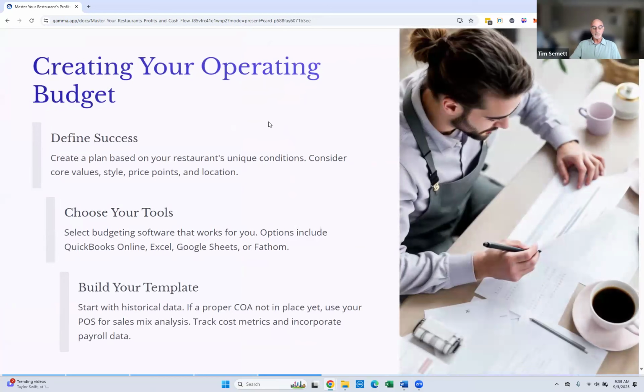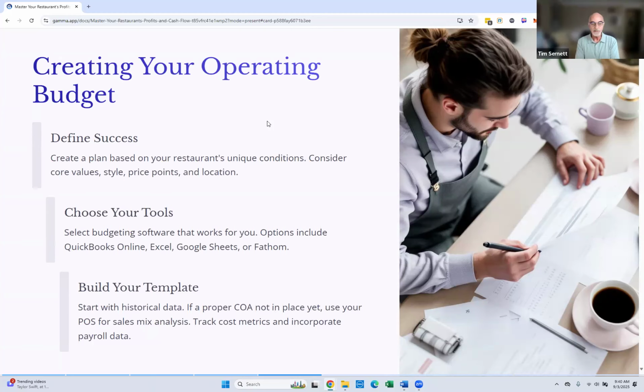All right, creating your operating budget, the number one tool for you to enhance profits in your restaurant. Consider it your financial plan for the coming 12 months. You want to define success as you see it in your restaurant based on your restaurant's unique conditions. Consider your core values, your style, your price points, your location. All those matter. You don't want to just go by industry averages. You want to define success according to your restaurant in your terms and your core values.